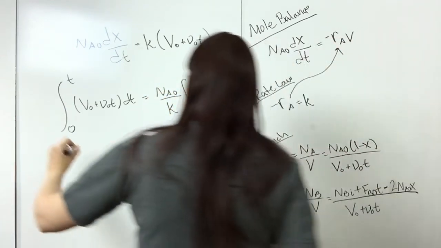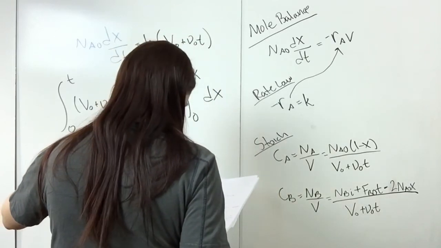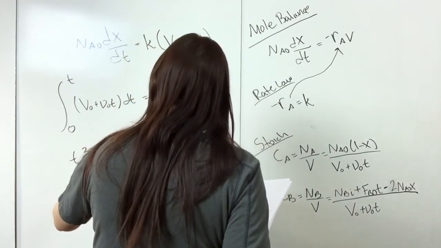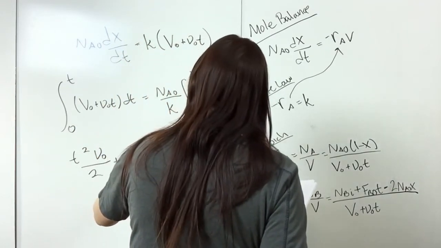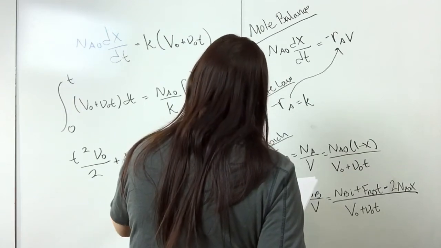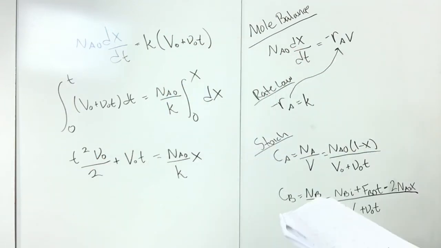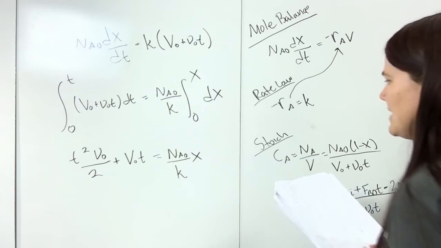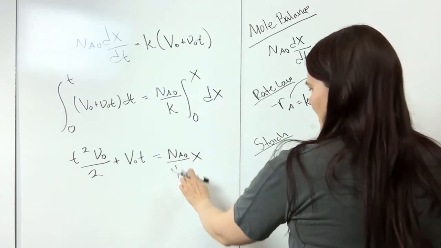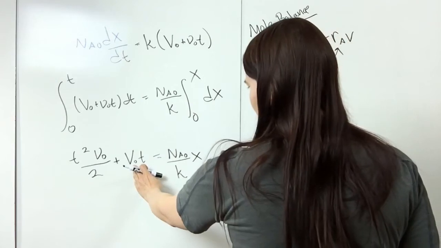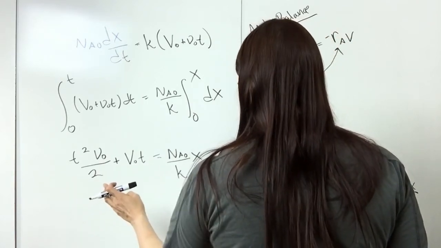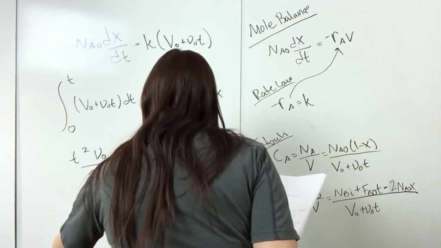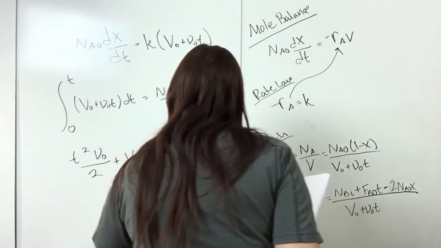Integrating this, we get t squared V naught over 2 plus V naught t is equal to Na naught over K multiplied by X. The question was, when X is equal to 0.5, what is t? We should have everything we need. We know what Na naught is, we know what K is, we know what V naught and the volumetric flow rate are, and we know X. If we plug all that in, we get that t is equal to 6 minutes.